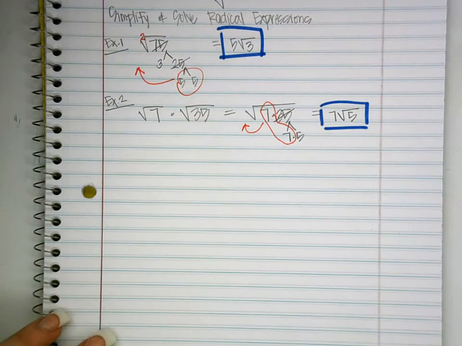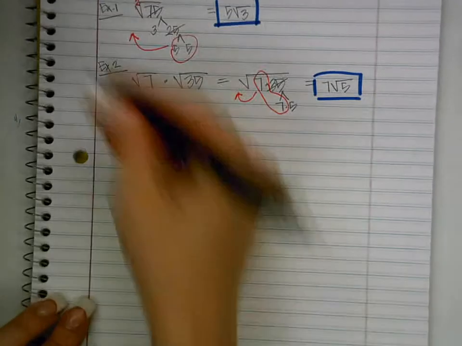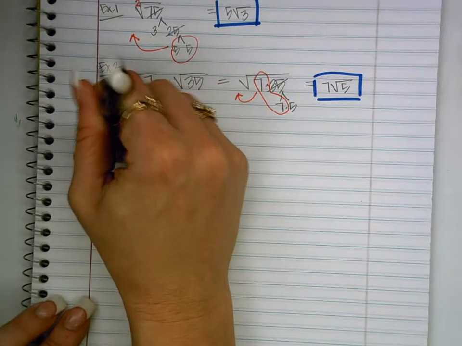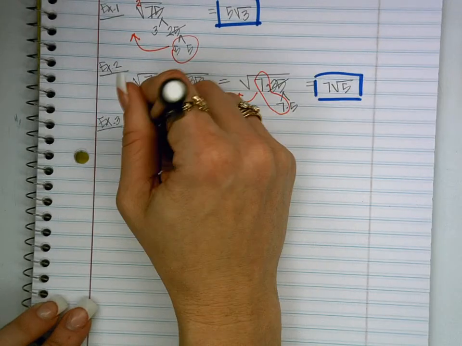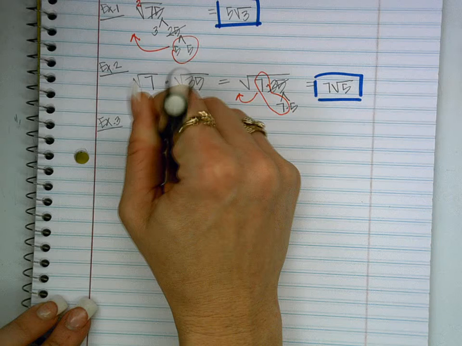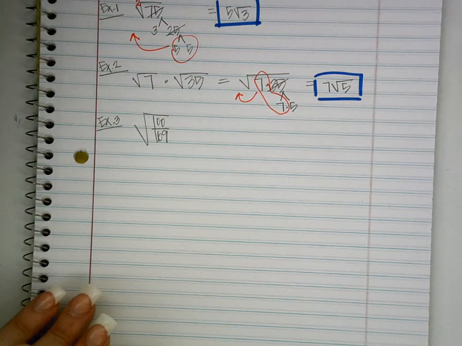Good. I would like this to be easy for you. Now, I know you've done this before, but everybody hates these. What if I gave you a fraction underneath a radical? Root 100 over 169.